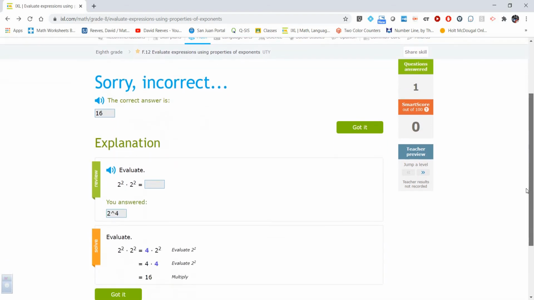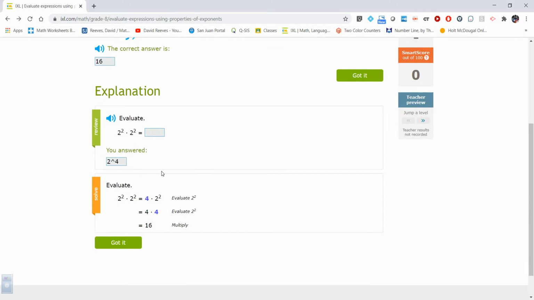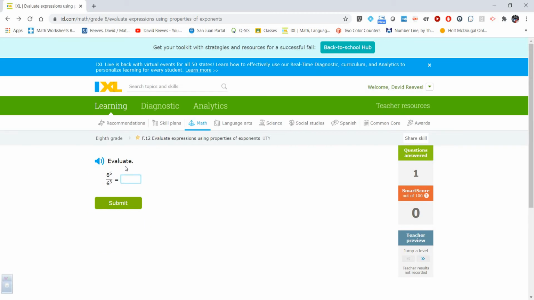Now, if you're thinking, well, wait, 2 to the fourth power is 16, you're absolutely correct. But notice the directions say evaluate, which means write your answer as a number answer. It doesn't say write your answer as a power.